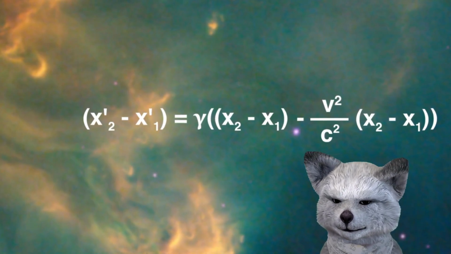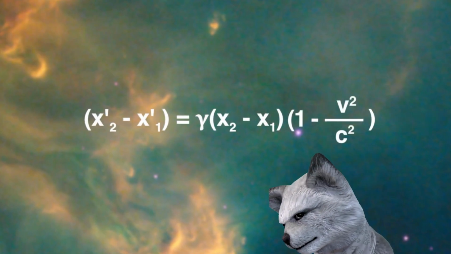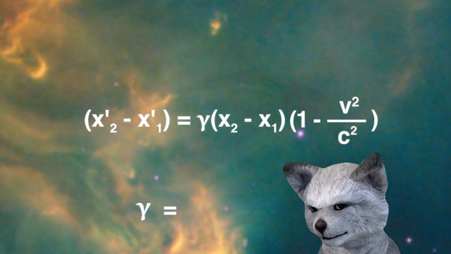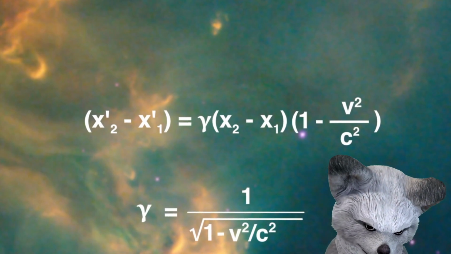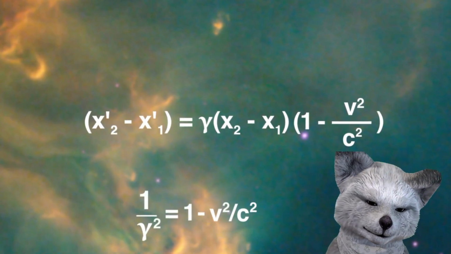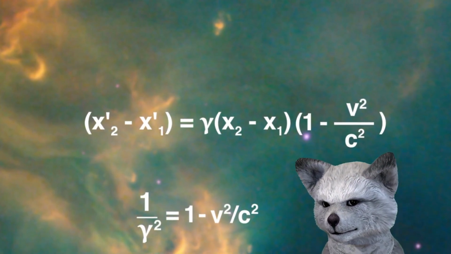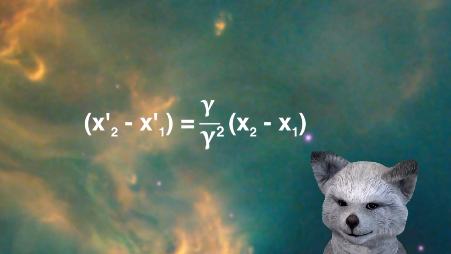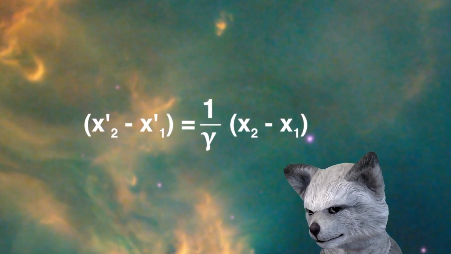So, we can factor out the gamma in x2 minus x1. Now, remember, the gamma is 1 over the square root of the quantity 1 minus v squared over c squared. That means that 1 minus v squared over c squared is equal to 1 over gamma squared. So, we can substitute that in and get this equation here. And finally, we can cancel the gammas and get this equation.